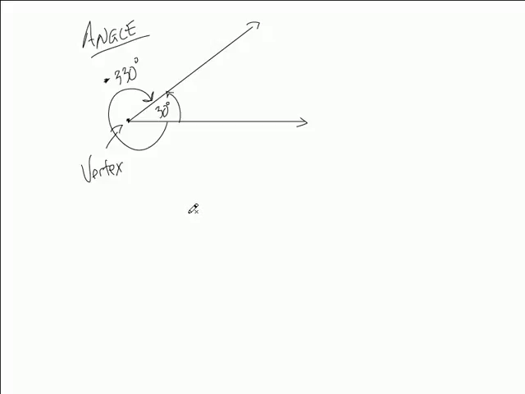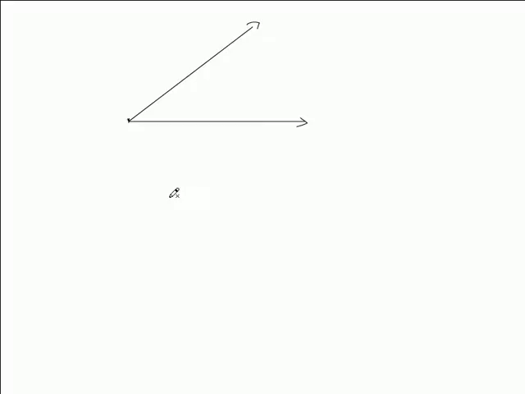Now, how do we name an angle? Let's get rid of some of this stuff. I just want a nice clean angle now. How do we label this? Well, a ray, how many points do you need to label a ray? Two. For a ray, you need 2 points. So we'll just call this A, we'll call this B, and we'll call this C.